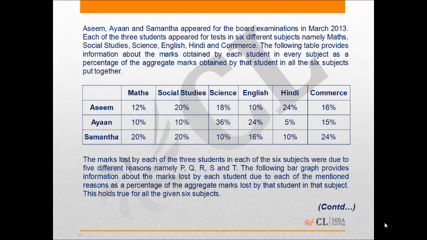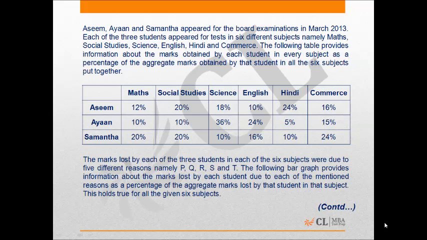This case set is a real example where one has to really interpret the data very well. So first of all, read the question carefully and try to understand the data. Asim, Ayan and Samantha appeared for the board examination in March 2013. Each of the three students appeared for tests in 6 different subjects, namely Maths, Social Studies, Science, English, Hindi and Commerce. The following table provides information about the marks obtained by each student in every subject as a percentage of the aggregate marks obtained by that student in all the subjects put together.